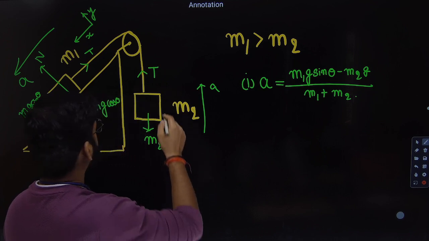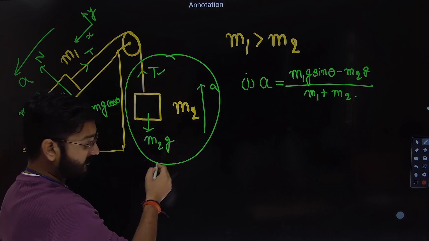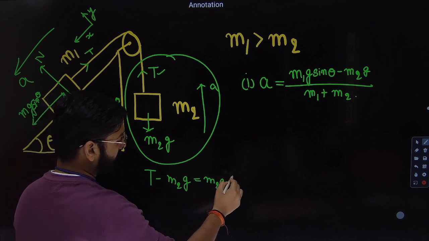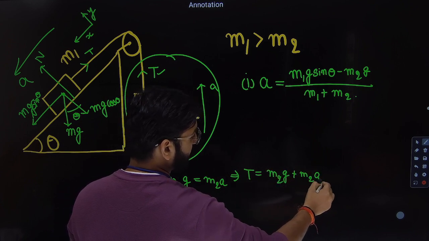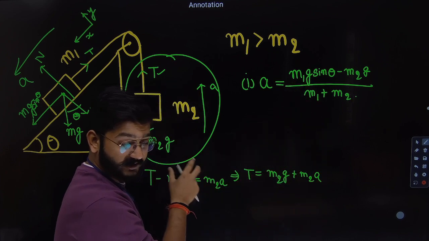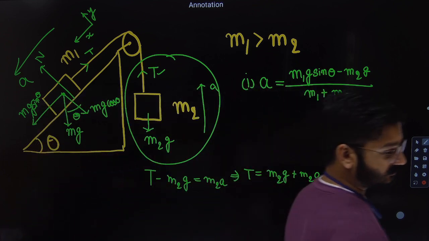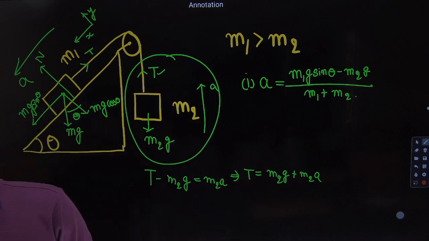How will you find tension? See this thing. Moving up. So T will be positive, this will be negative. So T minus M2g will be equal to M2a. So T will be equal to M2g plus M2a. A you have calculated, substitute, you will get this. I have not given the values. The moment values are given, you can solve it and put it here. T is also done. Then we clear.